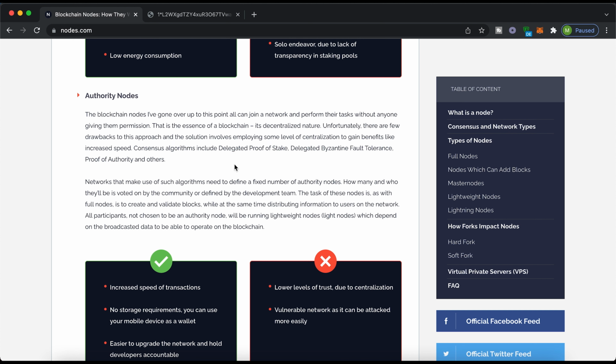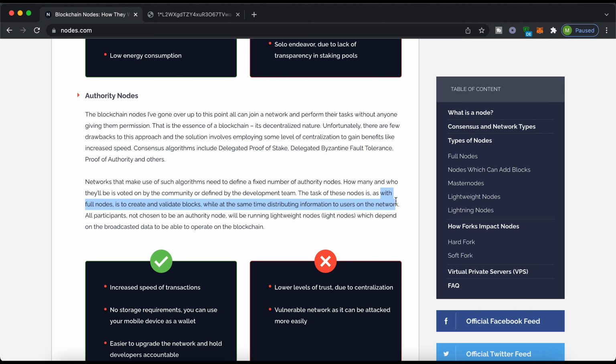But so yeah, authority nodes. There is a fixed number on a network, and the people who are the authority nodes are determined by the community. They will be voted on by the community or defined by the development team. The task of these nodes, as with full nodes, is to create and validate blocks while at the same time distributing information to users on the network.